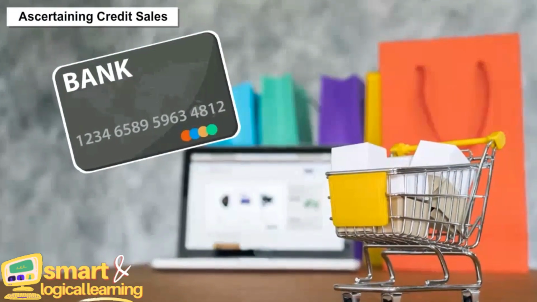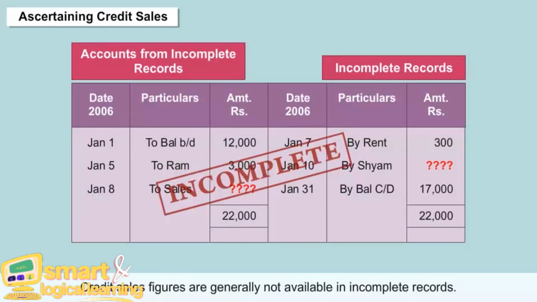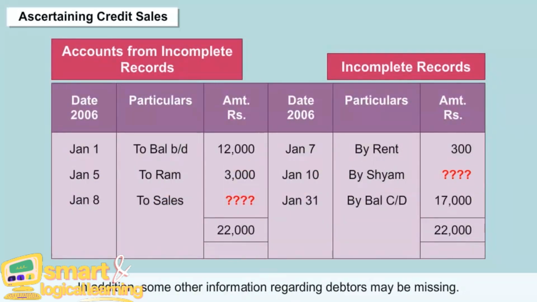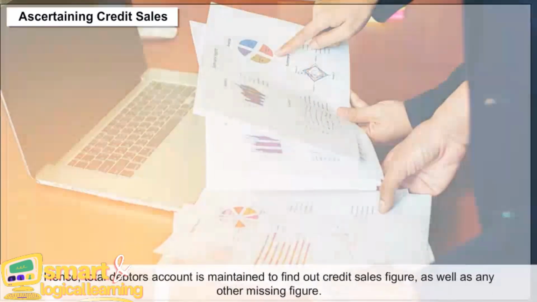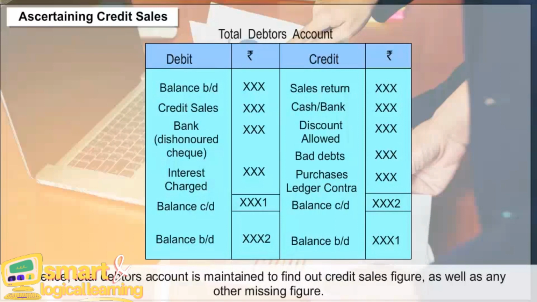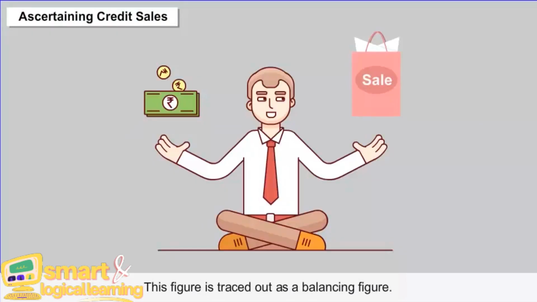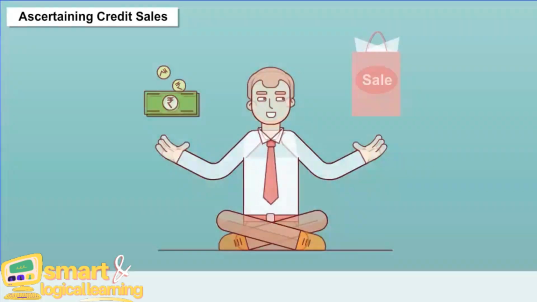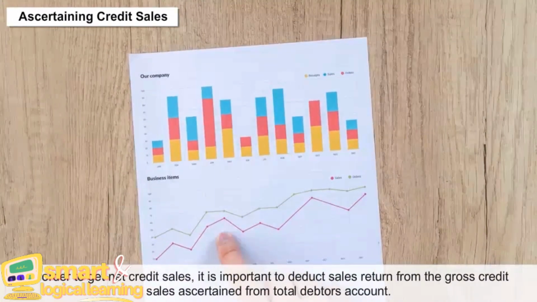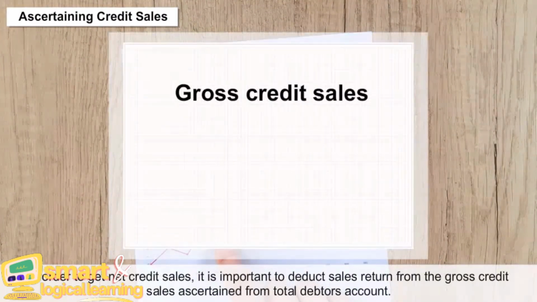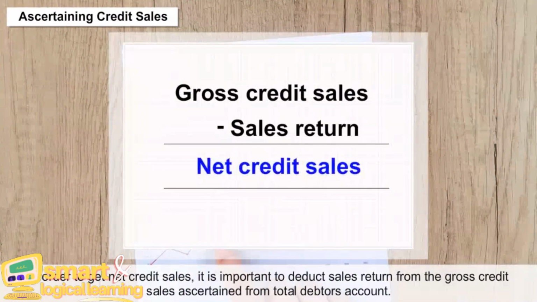Ascertaining credit sales. Credit sales figures are generally not available in incomplete records. In addition, some other information regarding debtors may be missing. Hence, total debtors account is maintained to find out credit sales figure as well as any other missing figure. This figure is traced out as a balancing figure. In order to get net credit sales, it is important to deduct sales return from the gross credit sales ascertained from total debtors account.